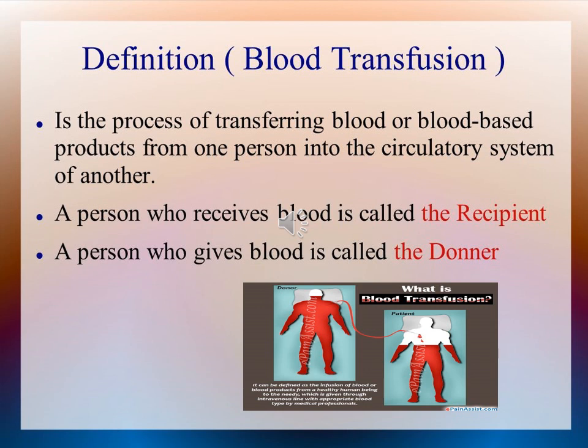Blood transfusion. What is the meaning? It is the process of transferring blood or blood-based product from one person into another person. You can see the picture here. A person who receives the blood is called the recipient and the person who gives blood is called the donor. So the first person is the donor who gives the blood to another person, who is known as the recipient. So blood is the vital component of our body.